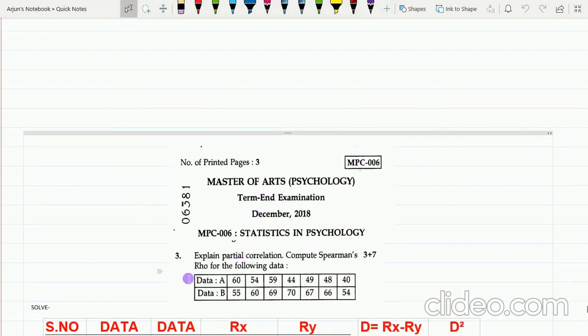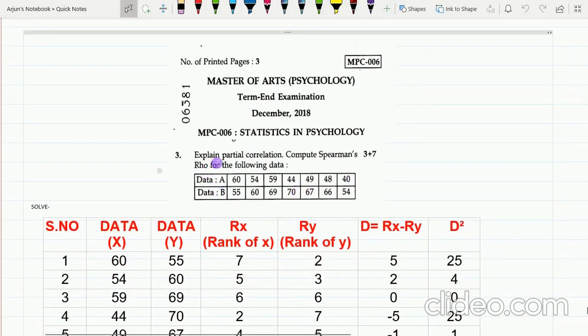The question says, explain partial correlation, compute Spearman's rho for the following data. Okay, we have to compute Spearman's rho and we have to give an explanation of partial correlation. The explanation part is of 3 marks, which I'll cover later, because right now I am covering only the numerical part. So compute Spearman's rho for the following data. Data A is 60, 54, 59, 44, 49, 48 and 40. Data B is 55, 60, 69, 70, 67, 66 and 54. This has come for 7 marks.